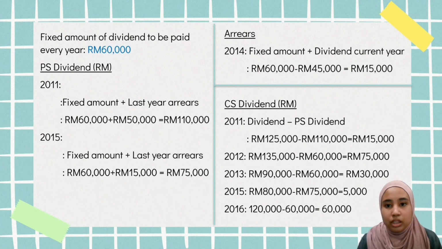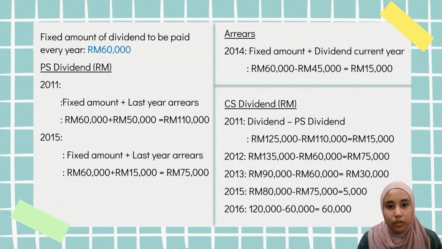Next, for the year 2013, the fixed amount of dividend that needs to be paid is still at 60,000 and the company can pay 90,000 ringgit Malaysia of dividends, which is more than what preferred stockholders need. 90,000 minus 60,000, there will be 30,000 left that will go to the common stockholder dividend payment.